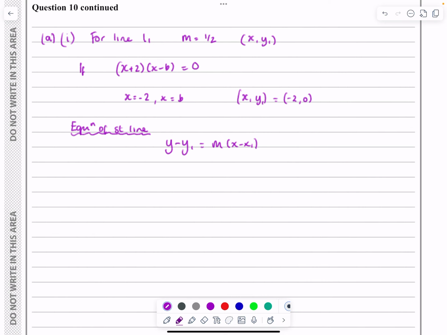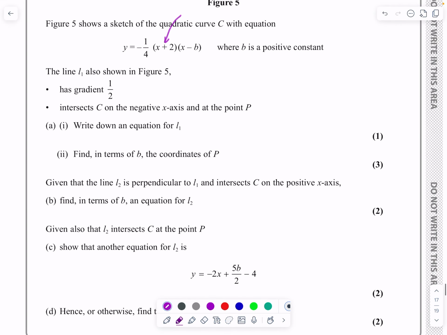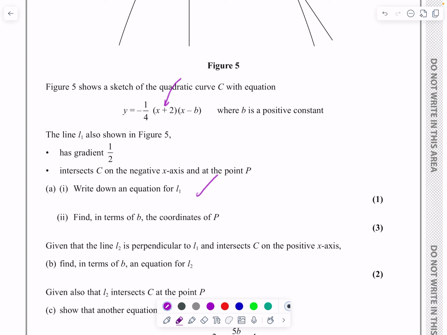I always tend to write these down in the same sort of way. Here I label what I've got: m is equal to a half, x1 is equal to minus 2, and y1 is equal to 0. So if I put all that information in, I get y minus 0 is a half (x minus minus 2), so that's x plus 2. Well, that's going to give me y equals a half x plus 1 by just multiplying out that bracket. Let's just go back and check. No, it didn't say anything about the way it wanted that written down, so that's absolutely fine.